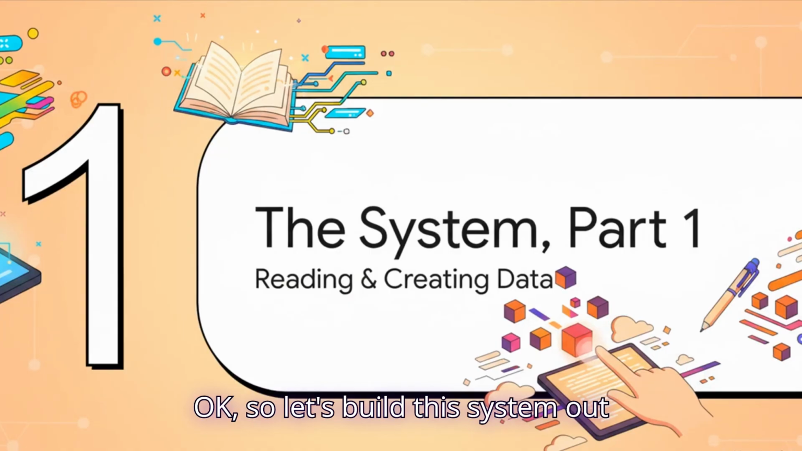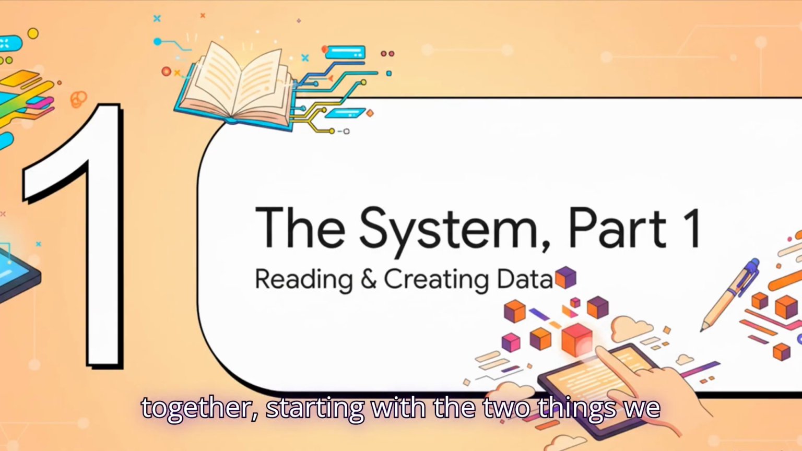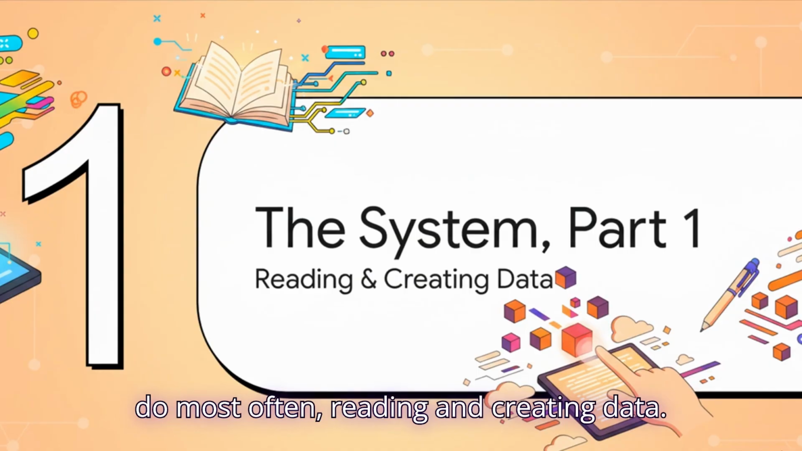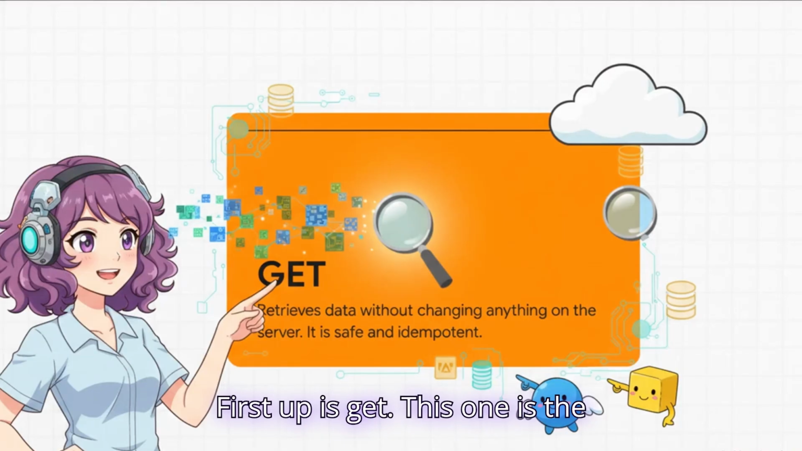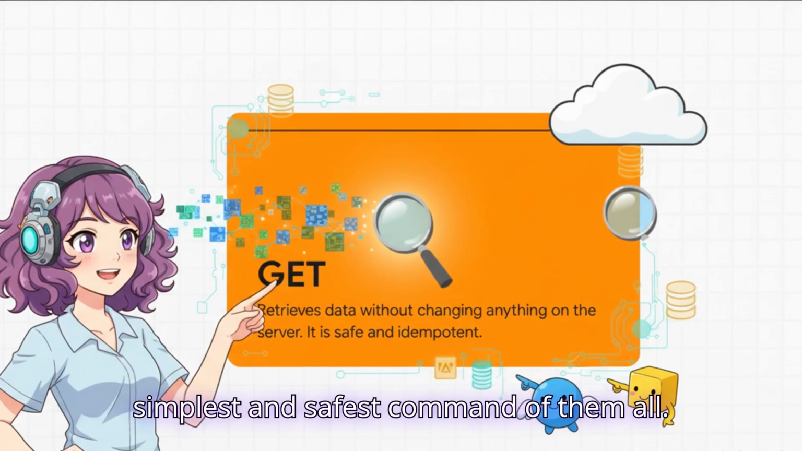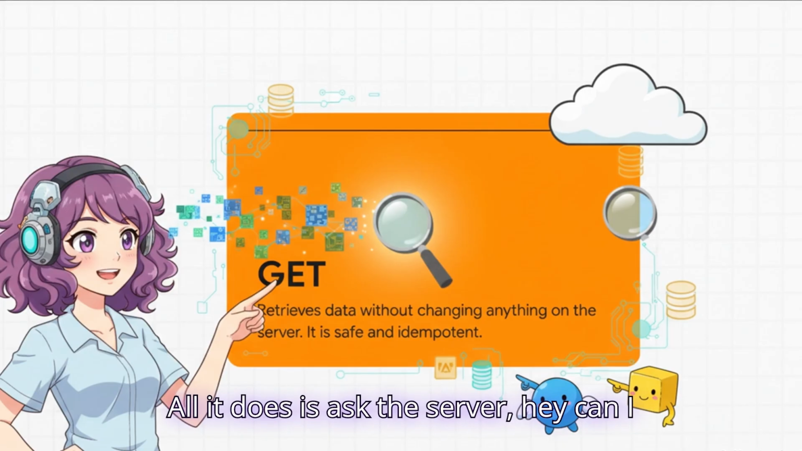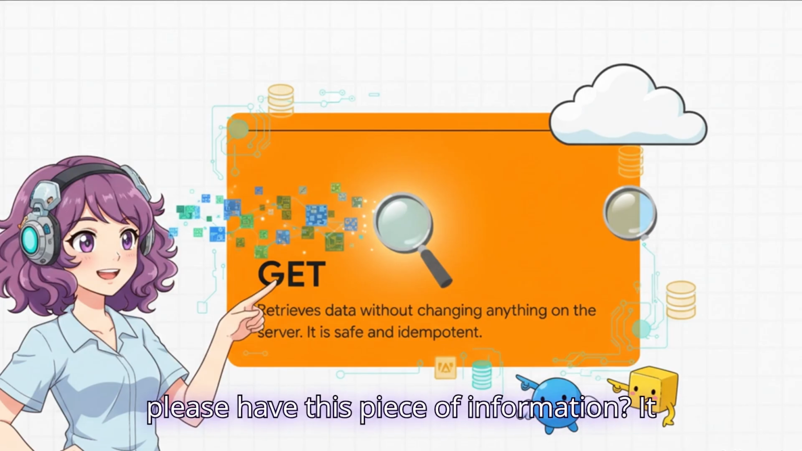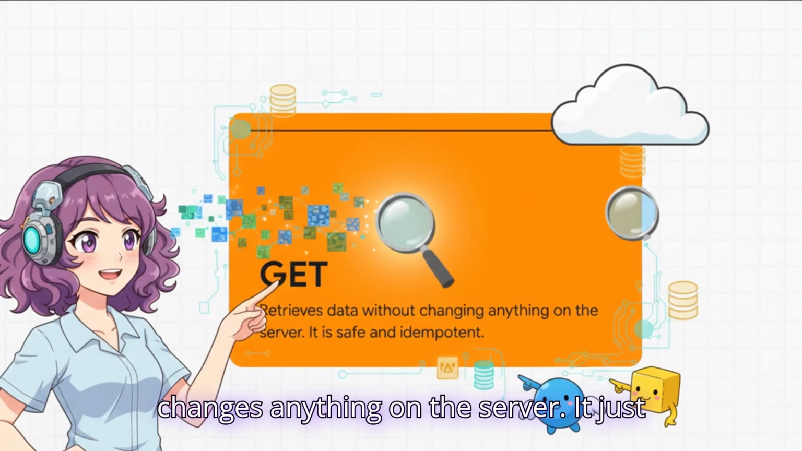Okay, so let's build this system out together, starting with the 2 things we do most often, reading and creating data. First up is get. This one is the R in CRUD for read. It's honestly the simplest and safest command of them all. All it does is ask the server, hey, can I please have this piece of information? It never, ever changes anything on the server.